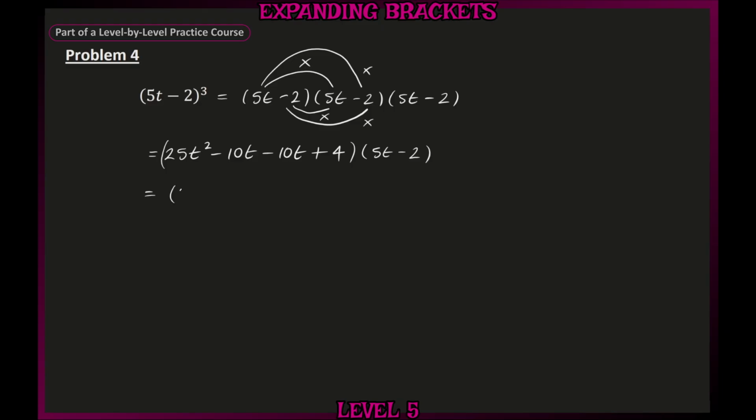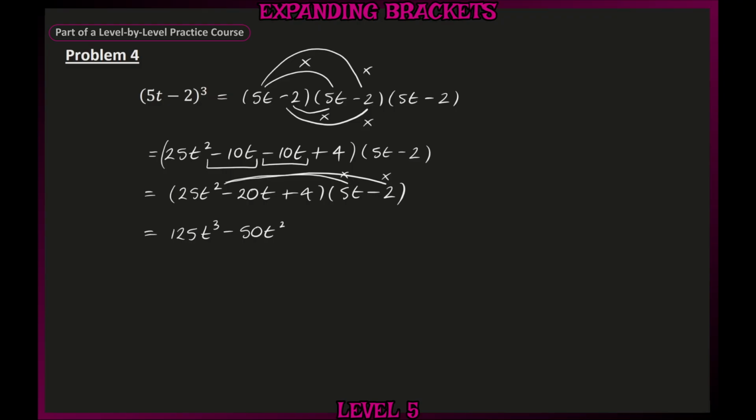So looking inside this first bracket, we have 25t squared, and we can collect together the minus 10t and the other minus 10t to make minus 20t. We have a plus 4 in the end, and 5t minus 2 in the next bracket. We can now expand these. So starting with 25t squared multiplied by 5t, well 25 times 5 is 125, and t squared times t is t cubed. Next, 25t squared multiplied by minus 2. This gives us minus 50t squared.